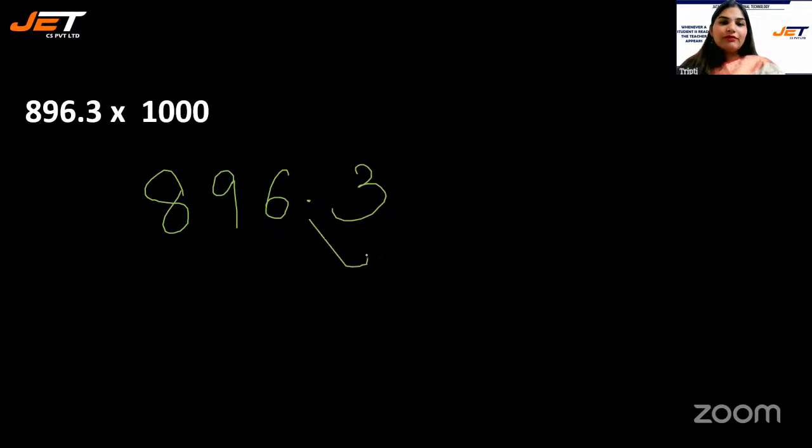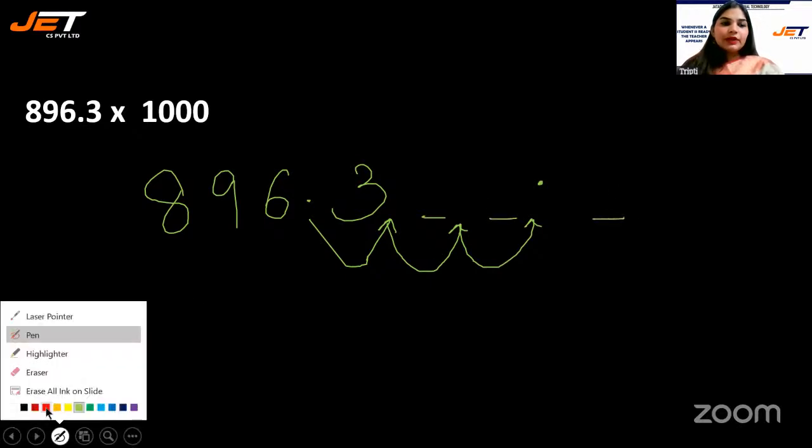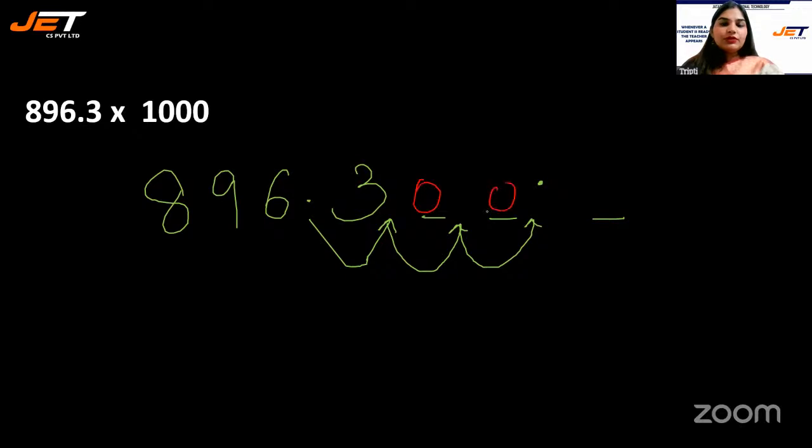I hope it's done. So here, 896.3 times 1,000. That means we have to shift it 3 places to the right. 1, 2, and 3. Putting a decimal here. Now we have 2 blanks here before the decimal and 1 after that. So I will simply put a 0 wherever there is a blank space.